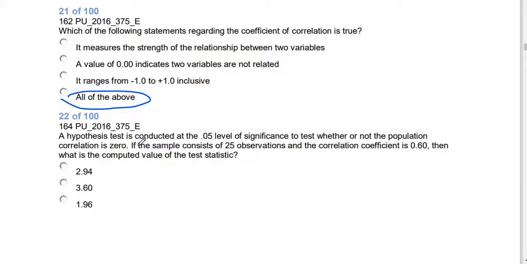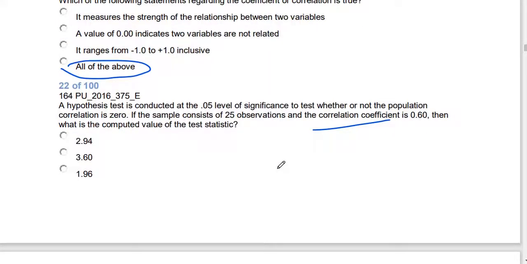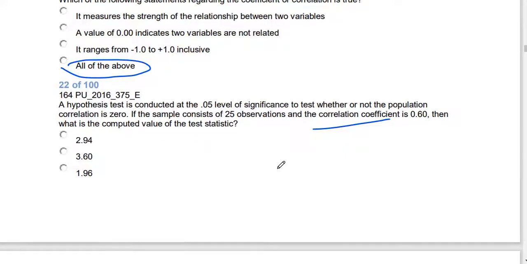See, a hypothesis test is considered with 0.05 level of significance. Test whether the population correlation is 0 or not. 25 observations are considered. If this is the correlation coefficient, then compute the test statistic. You can just apply the test statistic formula here.